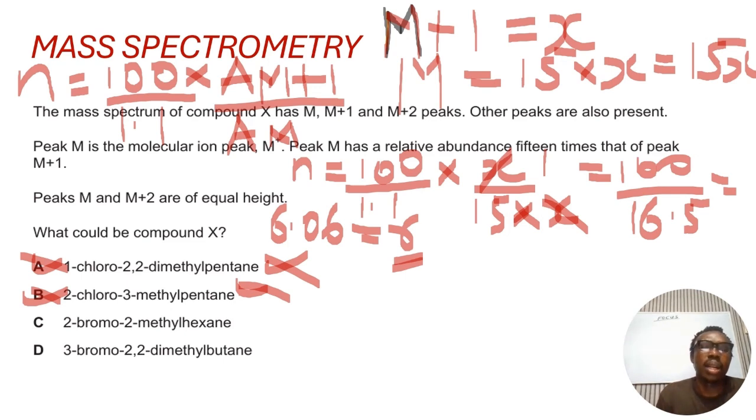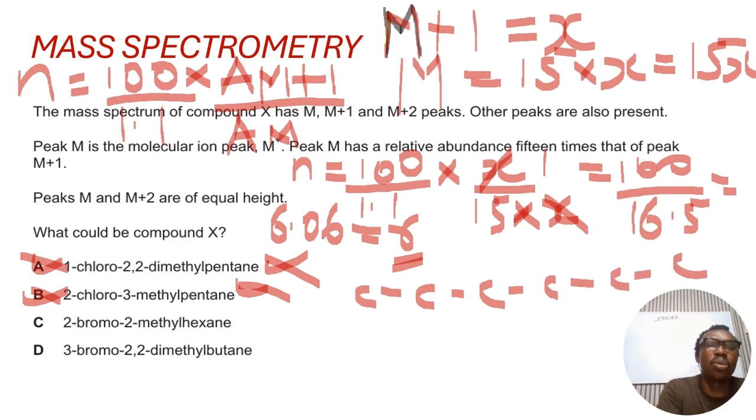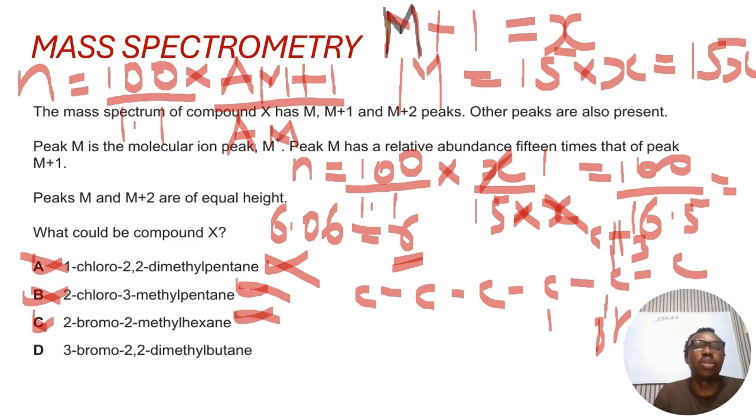So let's examine C, which is 2-bromo-2-methylhexane. If we count the number of carbon atoms, you have 1, 2, 3, 4, 5, 6, 7. So C is not the answer. I think the correct answer should be D, but we need to prove it.